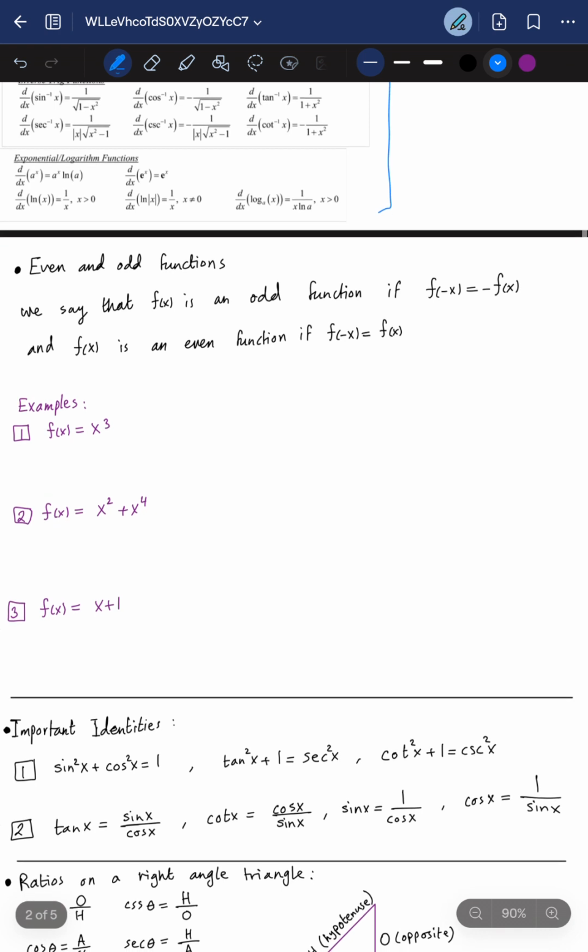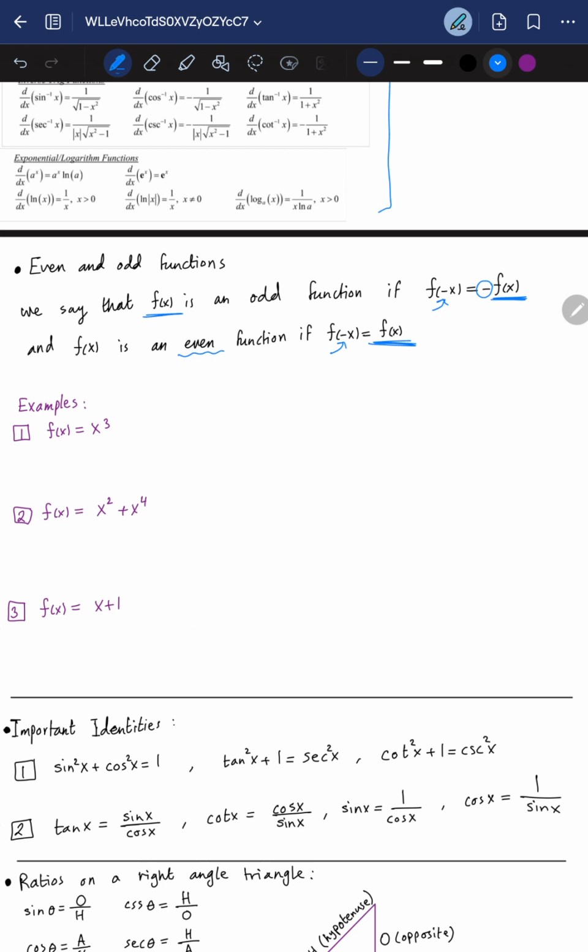Okay, the next topic that we're going to go over is even and odd functions. So f of x, which is my function, is called an odd function if I plug in negative x inside of my function and I get minus my original function. And a function is called even if I plug in negative x inside of my function and I get the original function that I started with.